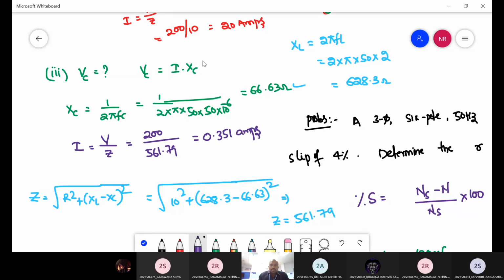So once we know the I, then the voltage across the capacitor is I times XC, that is 0.351 times 66.63. That is the voltage across the capacitor.